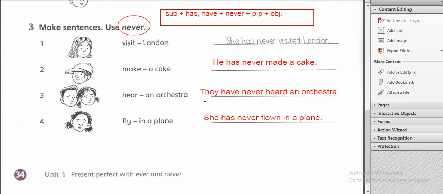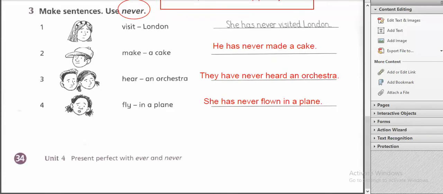Here, an orchestra. Because they are two kids, they have never heard an orchestra. This is one girl. She has never flown in a plane, because verb 3 of fly is flown. Note the verbs now: visit, verb 3 is visited; make is made; hear is heard; and fly is flown.